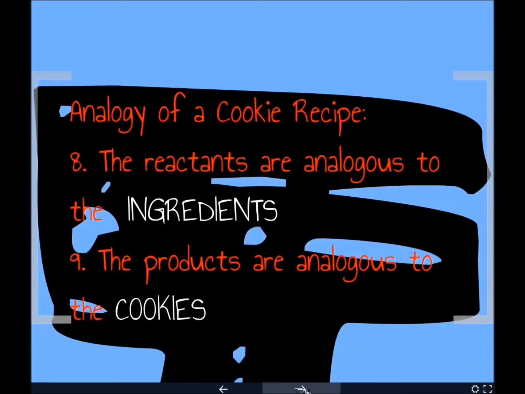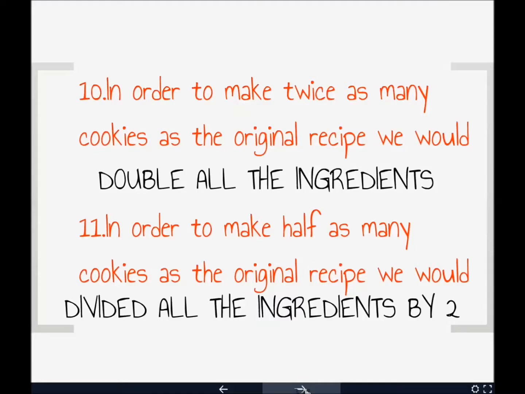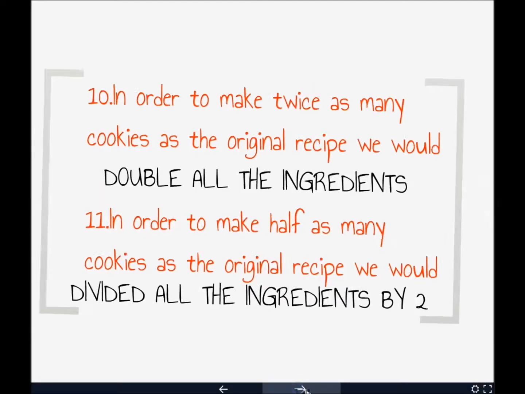So we're going to use an analogy of a cookie recipe. The reactants are like the ingredients and the products are like the cookies that you make. In order to make twice as many cookies as your original recipe, all you have to do is double your ingredients, right? And if you want to make half as many cookies as the recipe says, then all you have to do is divide all your ingredients by 2. So this concept isn't really all that hard. It just takes a little bit of thinking.